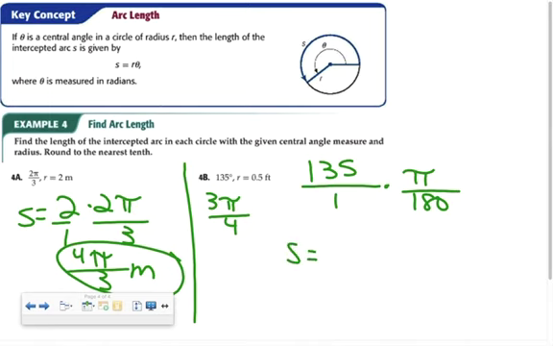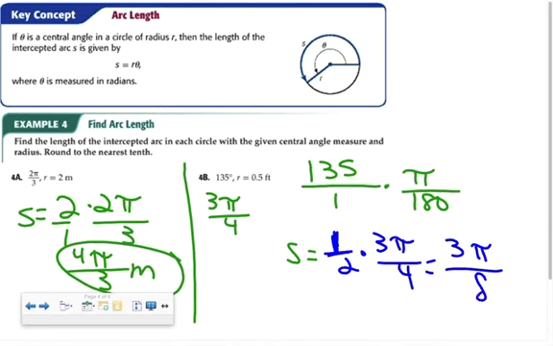S equals 0.5. You know what? Let's make our life easier. That's 1/2 times 3 pi over 4. Straight across the top and straight across the bottom. That's 3 pi over 8 feet.